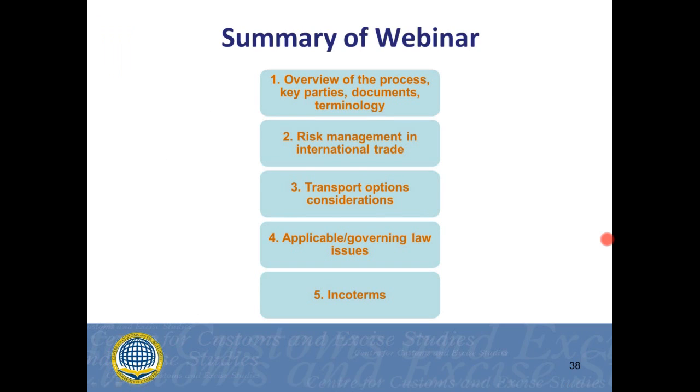As a summary, we have covered in this webinar five areas. We provided a general overview of the transaction and the key parties and documents involved in it. We talked about risk management in international trade and some of the options or solutions to manage those risks. We talked about transport options and related considerations. We've discussed applicable law and governing law issues and how to go about determining which is the governing law or which is the applicable law to the contract. And we've discussed Incoterms and some of the issues relating to Incoterms.